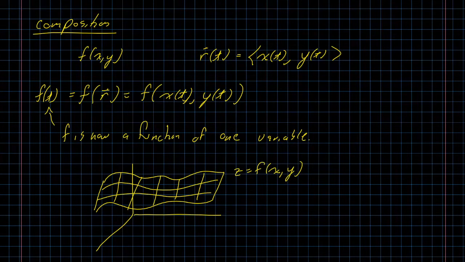All right, but I would like you to imagine that we have some surface z equals f of x and y graphed here in x, y, z space. And then in the xy plane, I have some curve given by r of t.